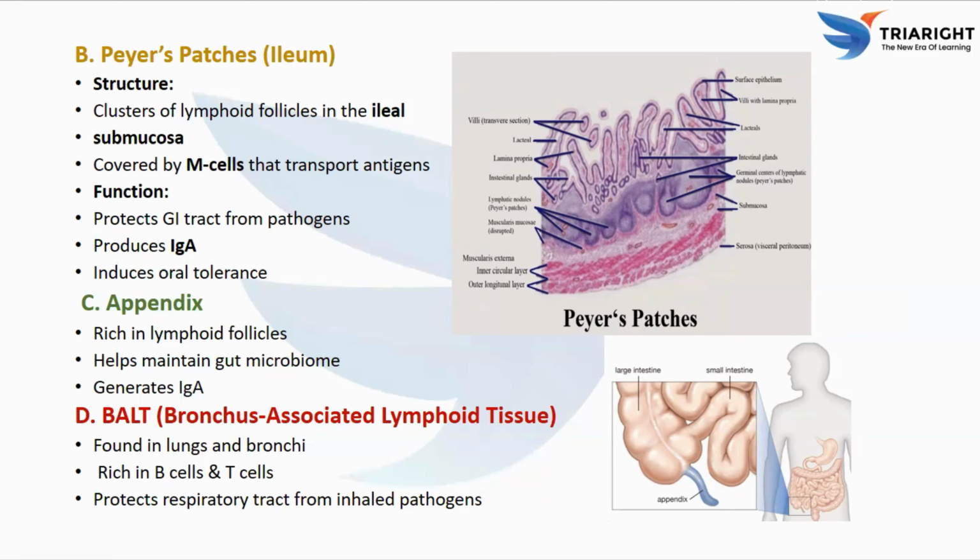What is the structure of the Peyer's patch? Clusters of lymphoid follicles in the ileal submucosa. What does that mean? They lie beneath the lining of the intestine.